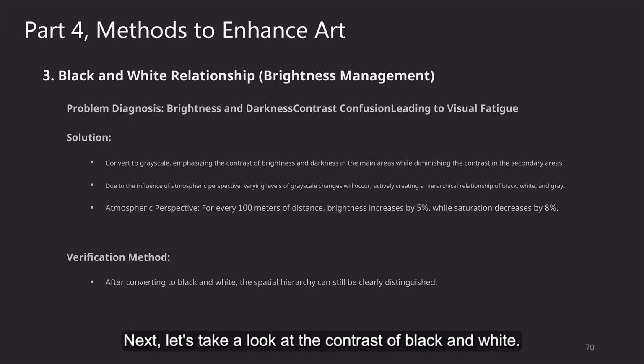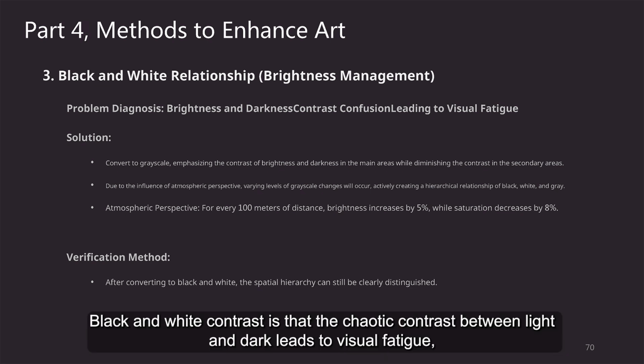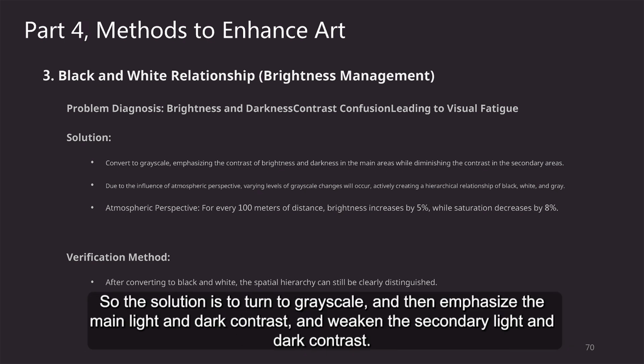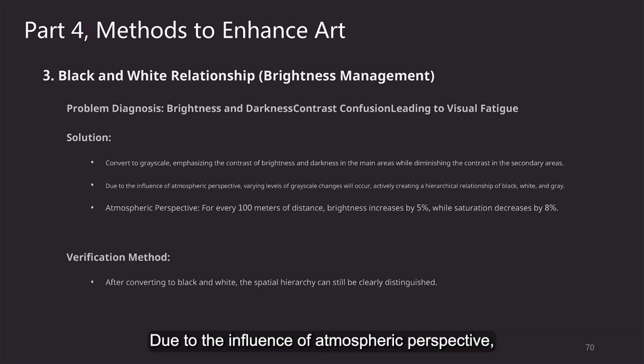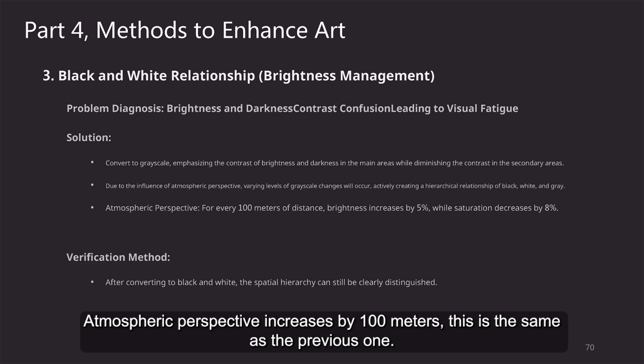Next, let's take a look at the contrast of black and white. Black and white contrast is that the chaotic contrast between light and dark leads to visual fatigue. This is a common problem. So the solution is to turn to grayscale and then emphasize the main light and dark contrast and weaken the secondary light and dark contrast due to the influence of atmospheric perspective. Different levels of grayscale changes will occur, actively creating a hierarchical black, white, and gray relationship. Atmospheric perspective increases by 100 meters.